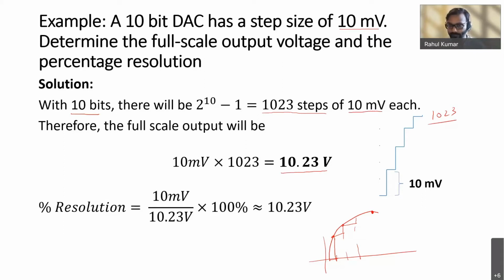And you can calculate the resolution. So resolution is your step size divided by the full scale reading. Now the resolution formula for DAC is different, and for ADC you have a different formula, so don't get confused, right? So if you calculate it using the formula, you will get 10.23 volt.